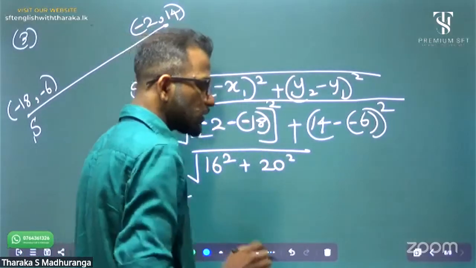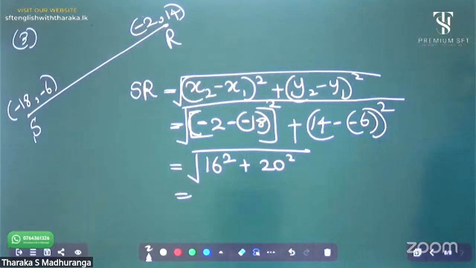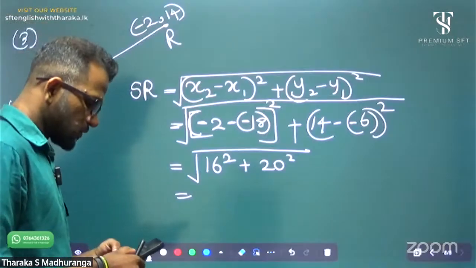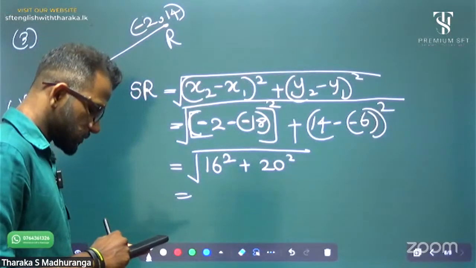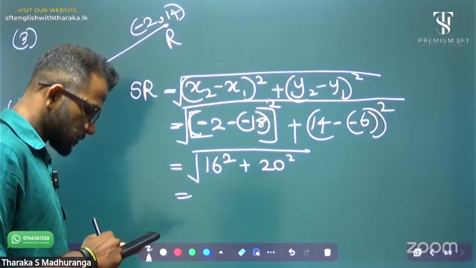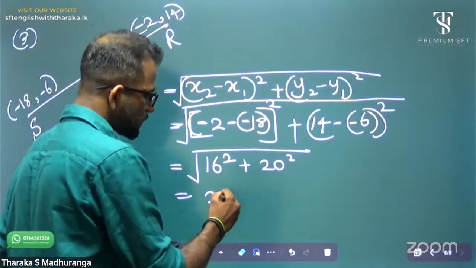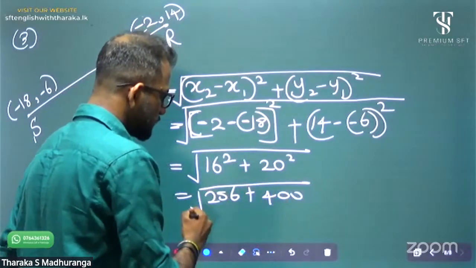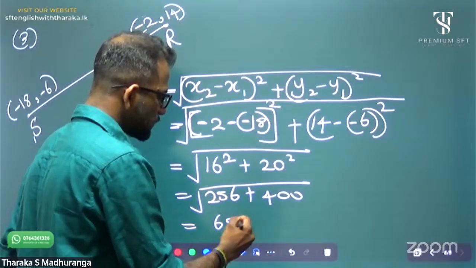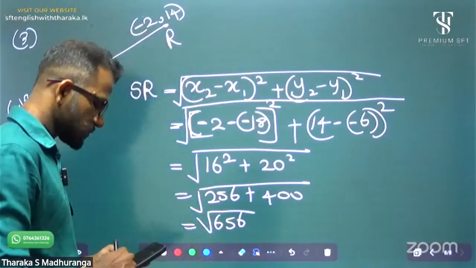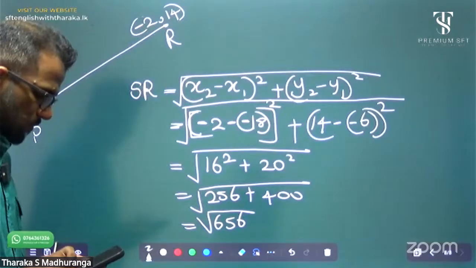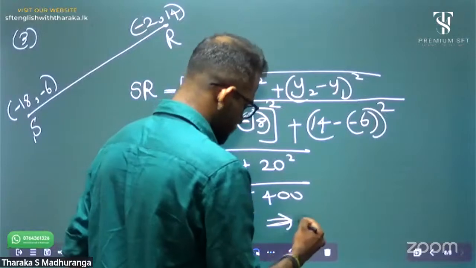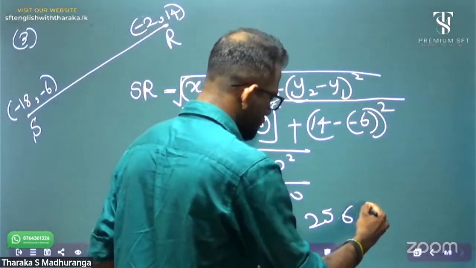Okay, 16 squared. What's the value of 16 squared? 256. 20 squared is 400. 656 square root is 25.61 units.